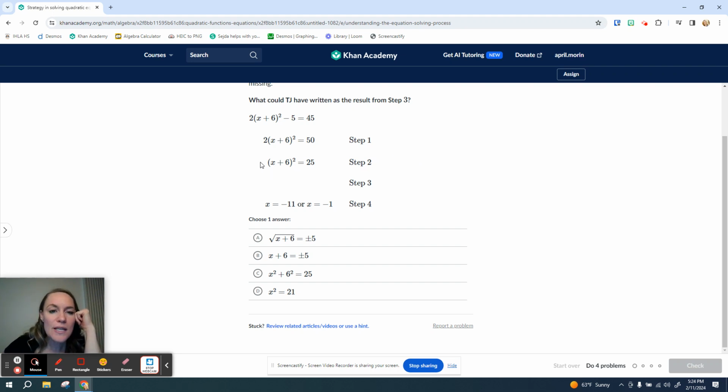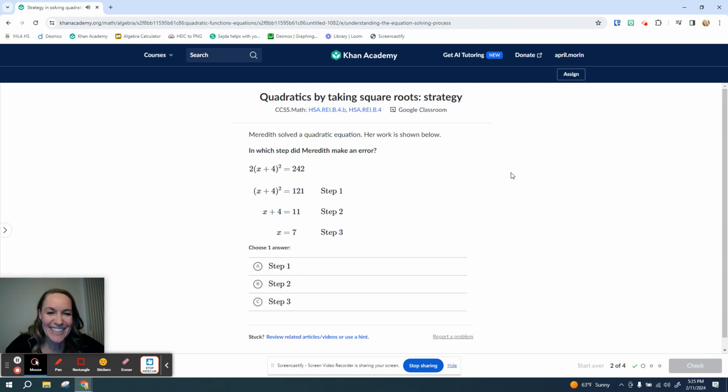Okay, well, from step 2, all I need to do is square root both sides, right? So what is the square root of 25? That is a square, right? So I would have square rooted everything, and the square root would have gone away, and I would have had plus minus 5 because the square root of 25 is 5. So it's B. Okay, not too bad.